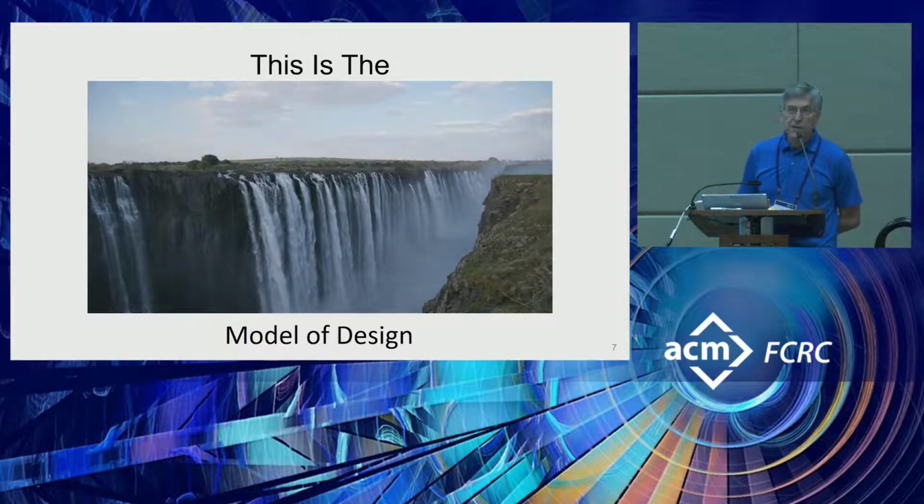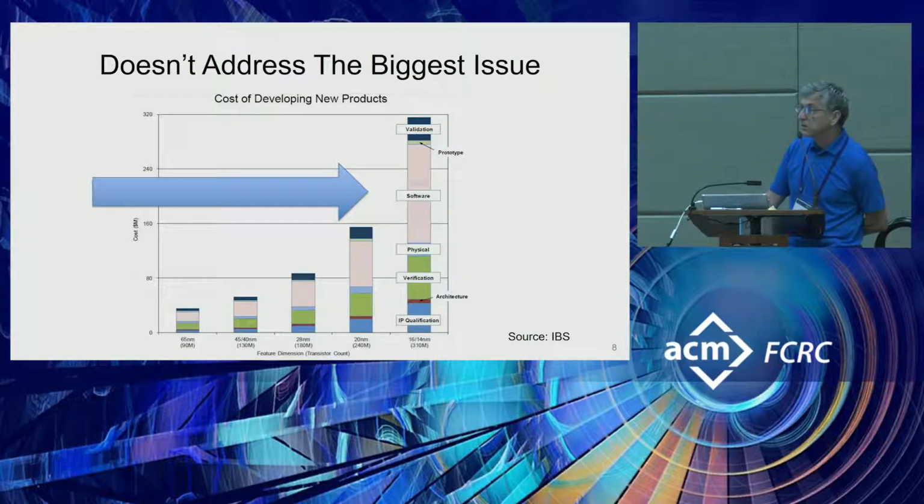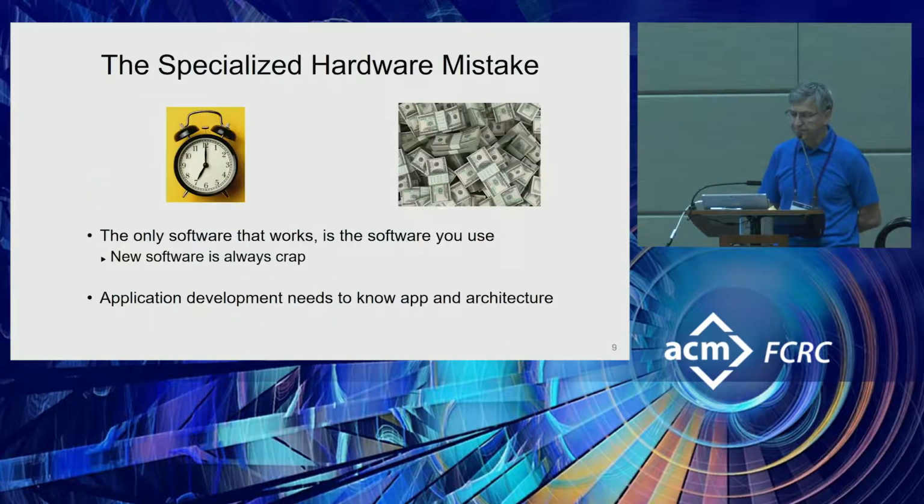And if you think about the large cost of designing hardware, one of the things we're trying to address in Agile hardware design is that one of the big costs is the software for that system, and we haven't addressed that at all. Now, of course, the specialized hardware mistake doesn't mean it doesn't work. It can be made to work. It just has a couple well-known downsides, which is that it costs a lot of money, and it takes a lot of time to actually implement.